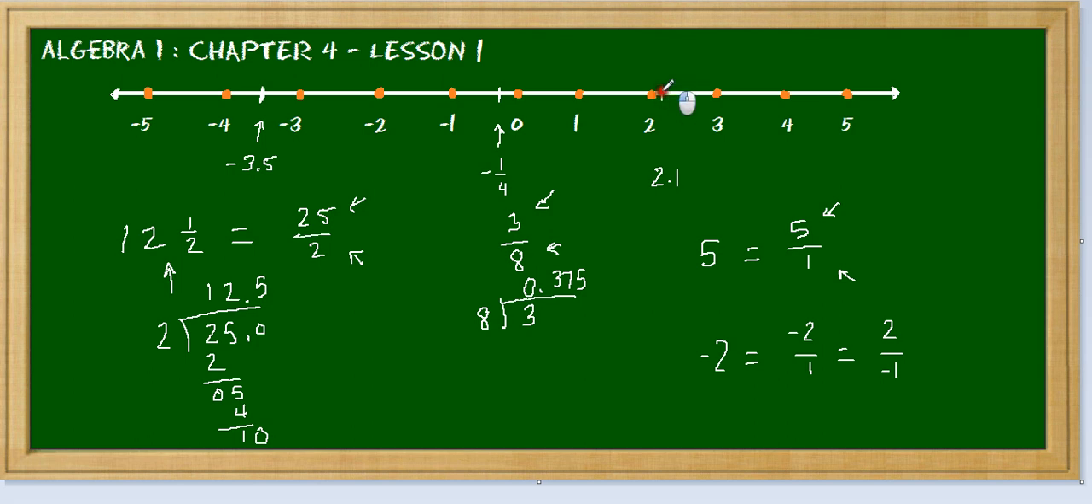So let's just follow what they did. And again, there is an exact point there. We can just estimate it on our number line. If you were to measure, we could certainly measure. And let's look at the last one, which is 4 1/3.